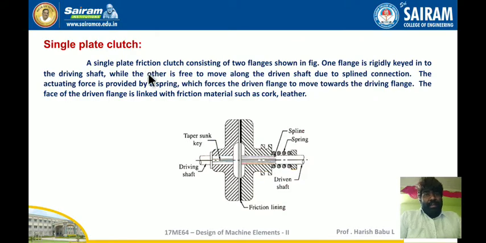The single plate frictional clutch consists of two flanges as shown in the figure. One flange is fixed onto the driving shaft, while the other is free to move along the driven shaft through a spline connection, where you can connect the engagement and disengagement. The actuating force is provided by the spring, which forces the driven flange to move towards the driving flange. The face of the driven flange is lined with frictional material such as cork or leather. You can see the spring, the lining, and the driving shaft, with a taper sunk key to fix it onto the driving shaft.